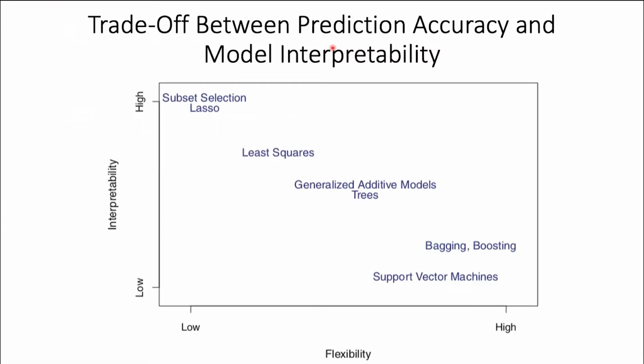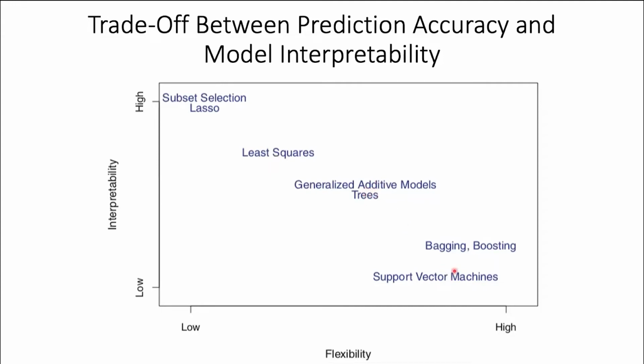That seems to be a law of nature. The interpretability is high for the lower accuracy models, and also lower flexibility models, which is the case for the least squares regression, which you're familiar with. And if you make the model a little bit more flexible, or you start doing things with trees, you have a little bit less interpretability, unfortunately.